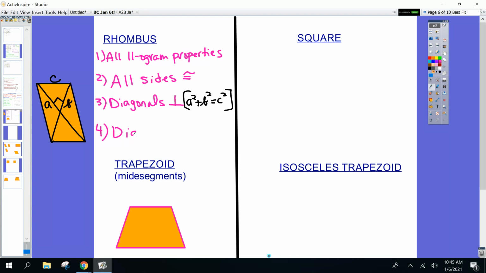Diagonals bisect the angles. Correct. Diagonals bisect the angles. So on my diagram right here, these 2 would be equal to each other right here. All right, diagonals bisect the angles.